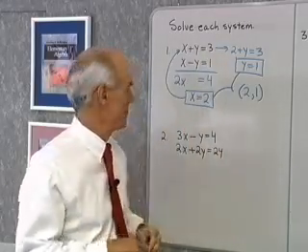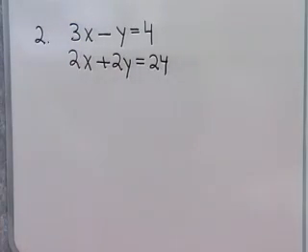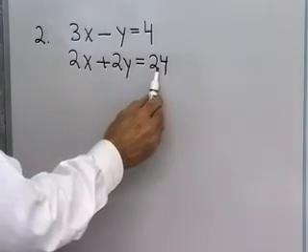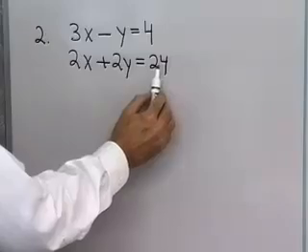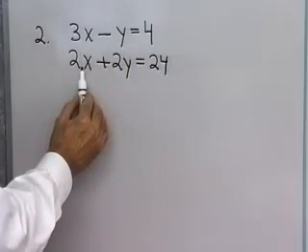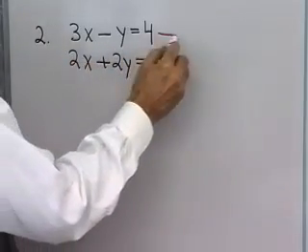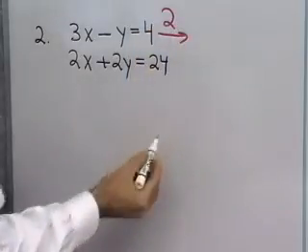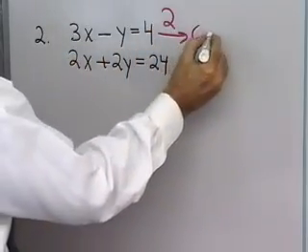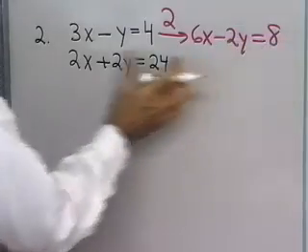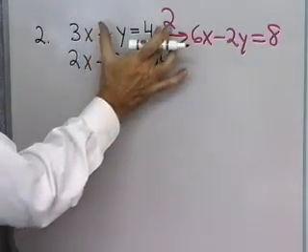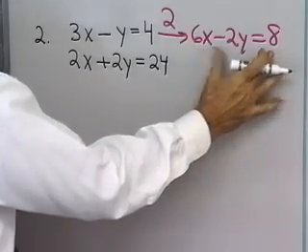Let's try another one. 3x minus y is equal to 4, 2x plus 2y is equal to 24. If I add them the way they are, that is the left sides and the right sides, nothing will be eliminated. But if I multiply this top equation right here by 2, I'll end up with 6x minus 2y is equal to 8. I multiply both sides of this equation by 2. That's the multiplication property of equality.